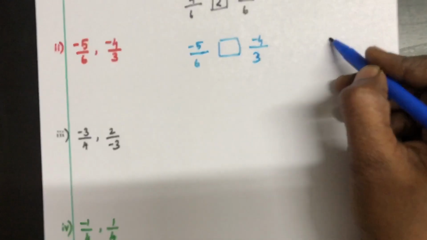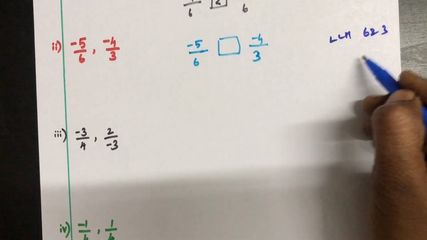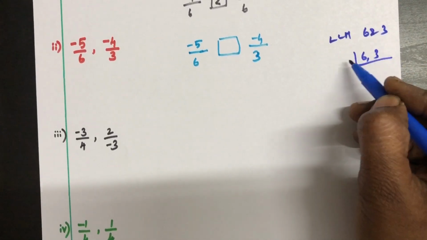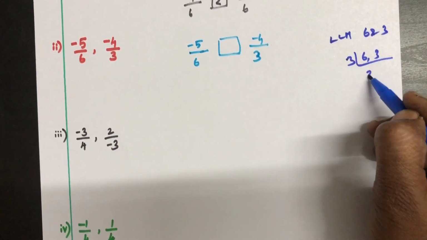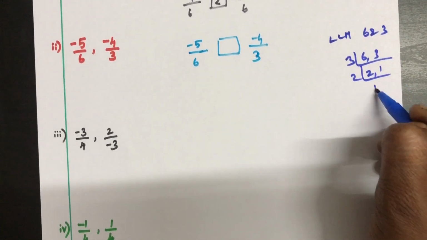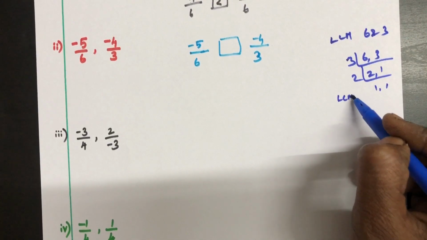See, take the LCM of the denominators here also. LCM of 6 and 3. What is the LCM of 6 and 3? Again 6 will come, the bigger number. See here, 3 times 2 and 1 comma 1. 3 2s are 6. So the LCM is 6.